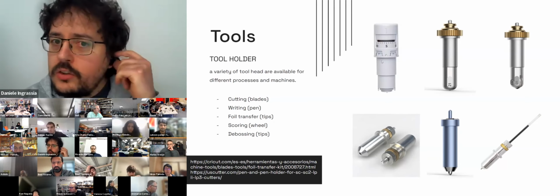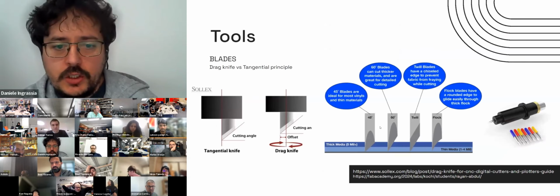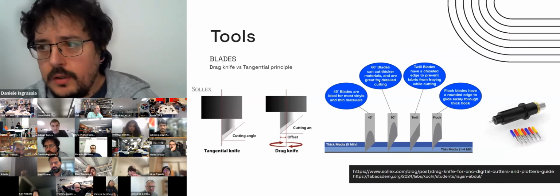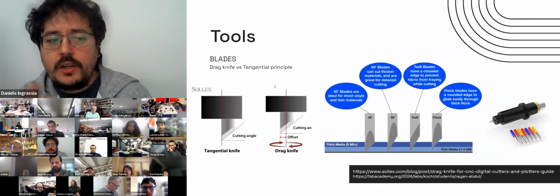Worth mentioning is this tool here, the white one, which is an auto blade from Silhouette, a blade that can automatically change, for example, the cutting force or the cutting depth. Here we have different types of blades, so you can change the blades for cutting. Basically, the bigger the angle, the thicker the material. But you also get some special blades, for example, for cutting fabric to avoid fraying, or some blades to cut thick foam.